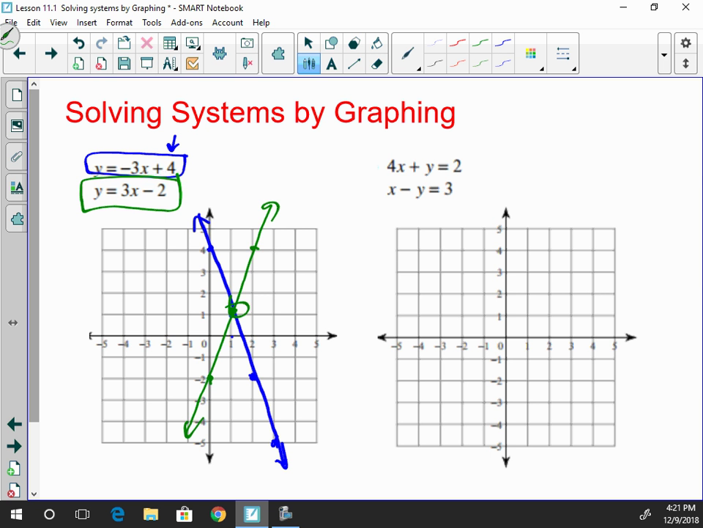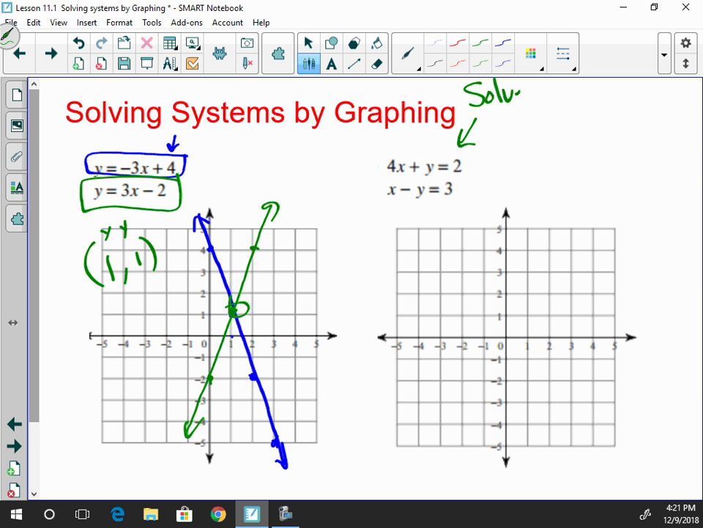And what is that point? I got to report it out. That's the point (1, 1). Again, if we plug both of those values, x comma y, into each equation, we get true statements. All right. Well, both of these are not in slope-intercept form. Is that a big deal? I don't think so, because we can just solve for y.